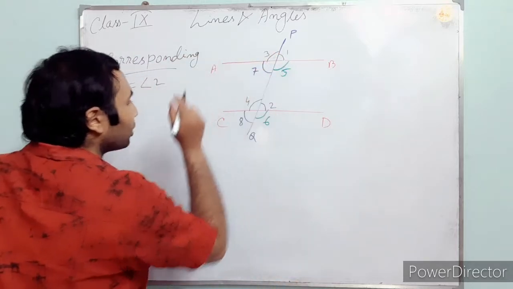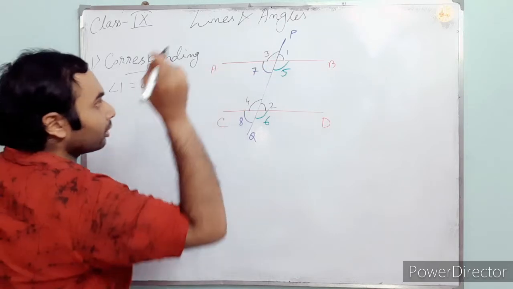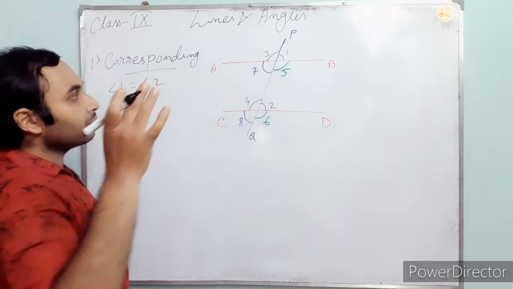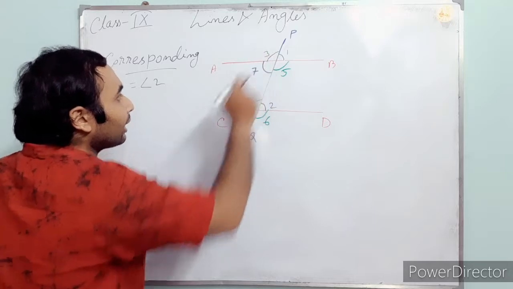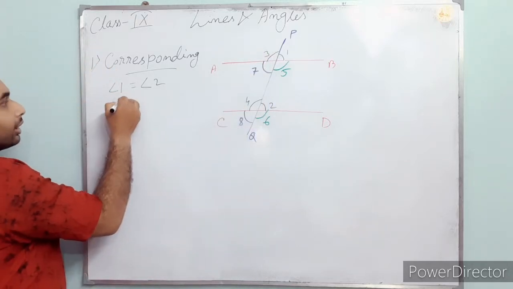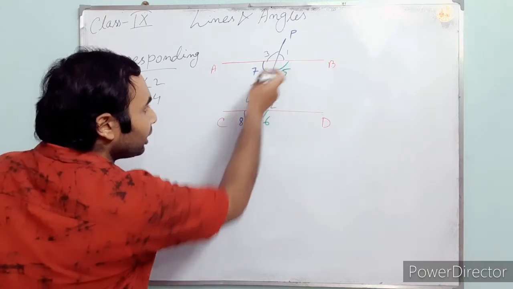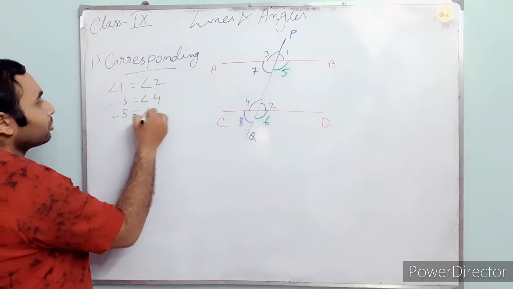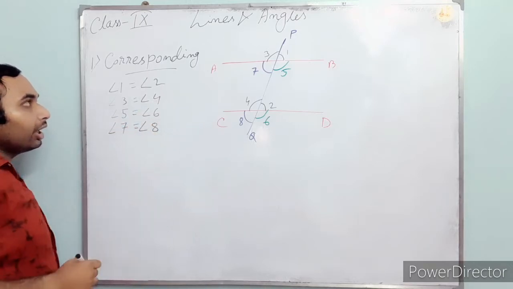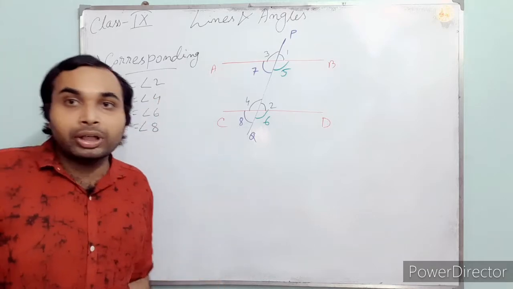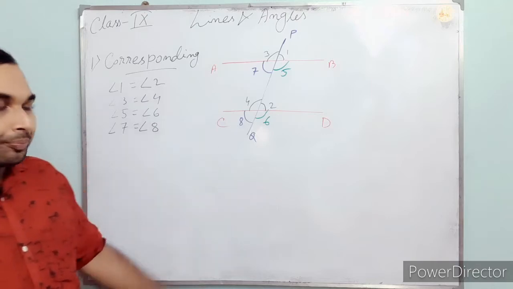So angle 1 equals angle 2, same as angle 3 equals angle 4. Just see, without measuring with the protractor, with the naked eye you can see that the angles are the same. Another one, those greens: angle 5 equals angle 6 and angle 7 equals angle 8. Those are the corresponding angles. The measures of those angles are the same.